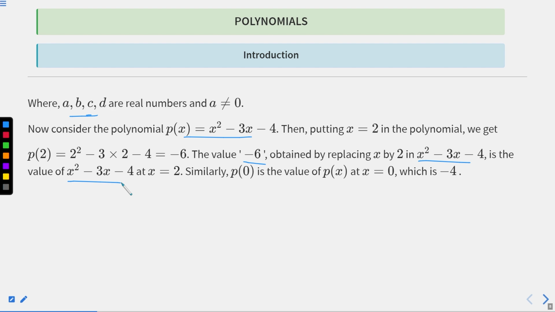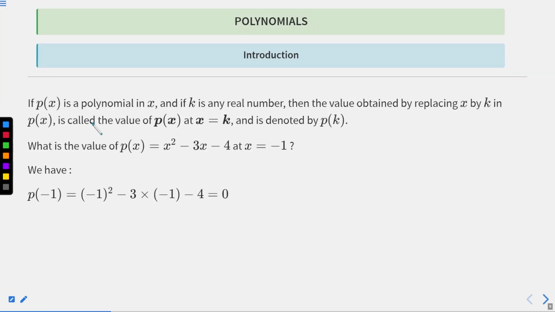So here, basically by replacing the value x by 0, we get the value of p of 0. Okay, so p of 0 is the value of p of x at x is equal to 0, and if we replace the value of x with 0 in the polynomial x square minus 3x minus 4, then the value is minus 4.